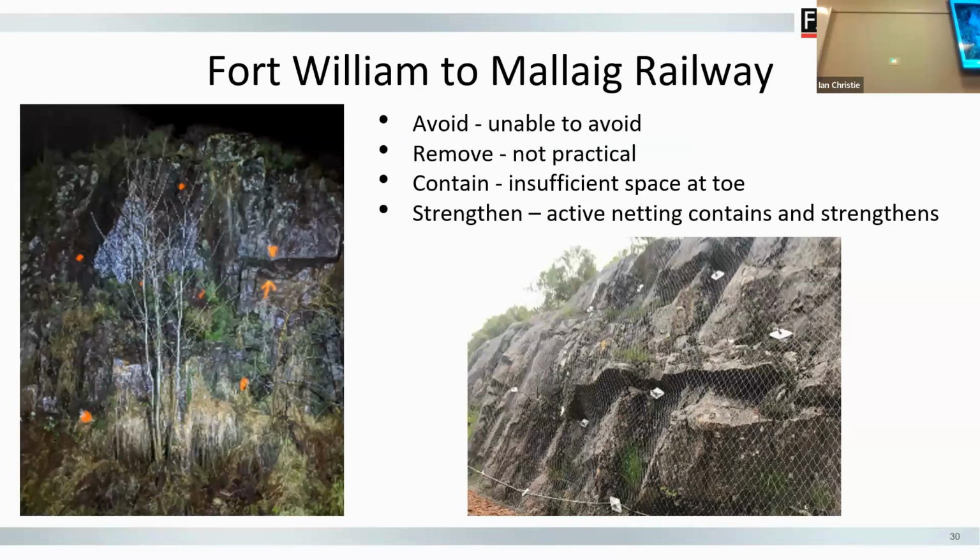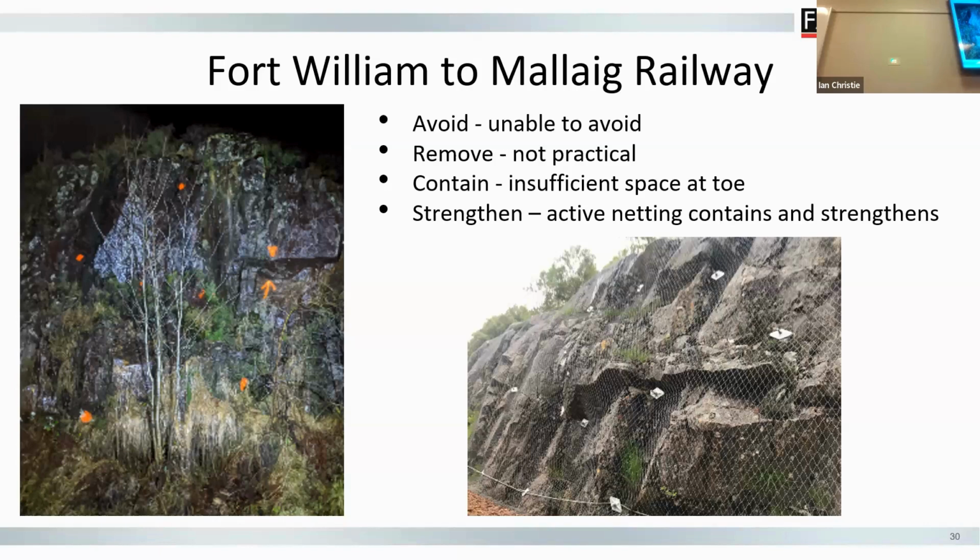So what did we do, or how did we choose what we did? Again, we go through that flowchart. The first thing we ask ourselves is, can we avoid the hazard? Well, you could technically just reroute the railway. Given the topography of the area, you're either going to need to make a new rock slope somewhere, or an even bigger viaduct. So obviously that wasn't going to be practical.